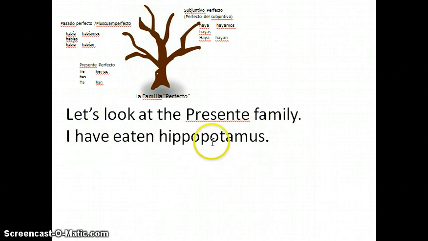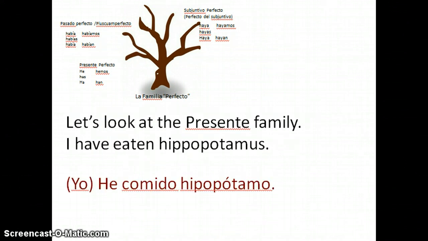For example, I have eaten hippopotamus. How would I say that? Well, I need to change the I have to the auxiliary, so I'm going to be looking up here at the present perfect family. I'm going to say yo he, and then I have the eaten, which is the verb comer. I'm going to drop the er and add ido, comido, hippopotamus. Yeah? Yo he comido hipopótamo. Yo he comido hipopótamo.